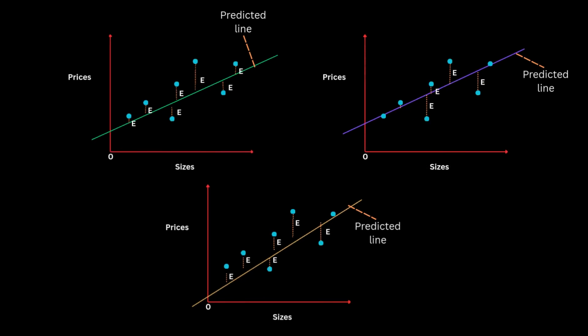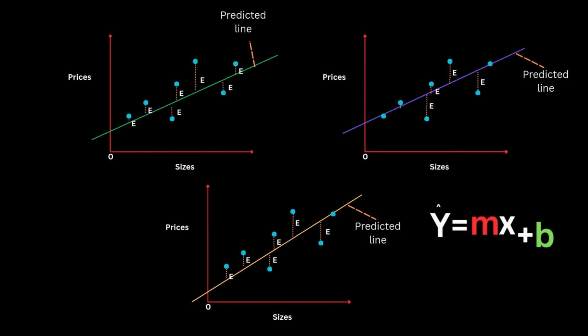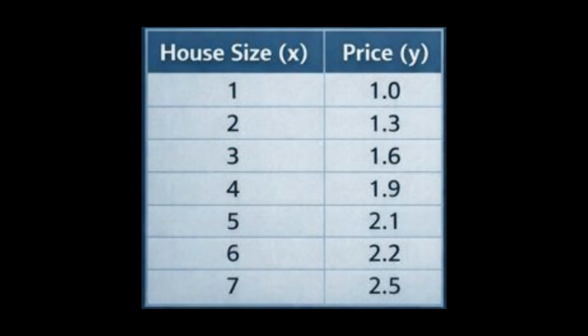That's next. Now that we can draw a line, let's answer the most important question so far. How wrong is this line? Because a line that looks okay can still make bad predictions. For any house size, the line gives us a predicted price. This value comes directly from the equation. This is what the model thinks the price should be. But we already know the actual price from the data.